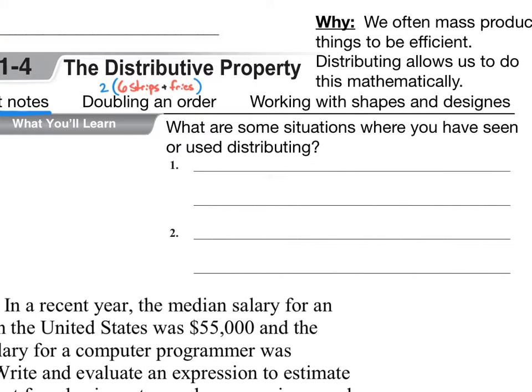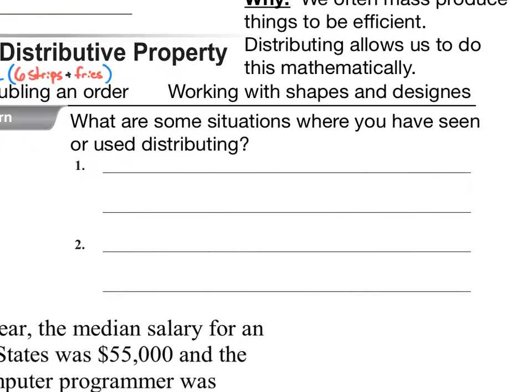So I now ask you, what are some situations where you have seen or used distributing, where everything changes by multiplication of the same number, like this doubling an order? Or maybe where you've seen that one thing gets passed out to everyone.